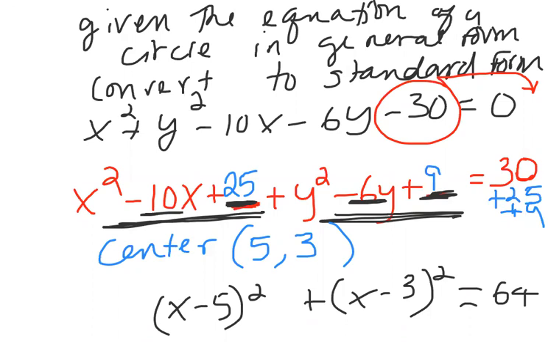And then they will ask for the length of the radius. The radius is the square root of 64. That would be 8. Now, normally I would do the range and the domain with you guys and graph it, but these numbers are too large. So I'm going to do that with the last problem.